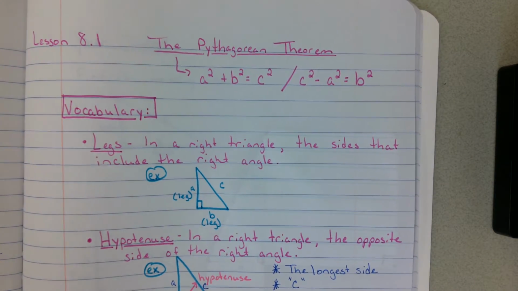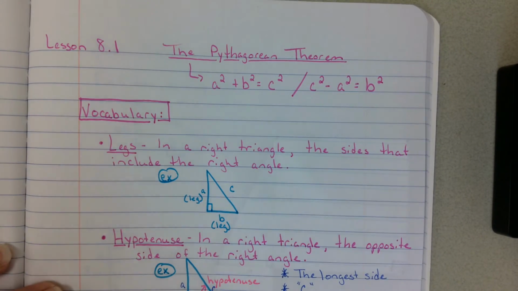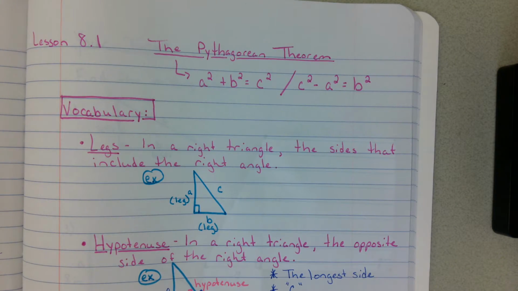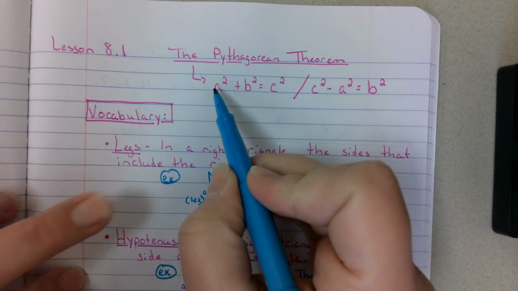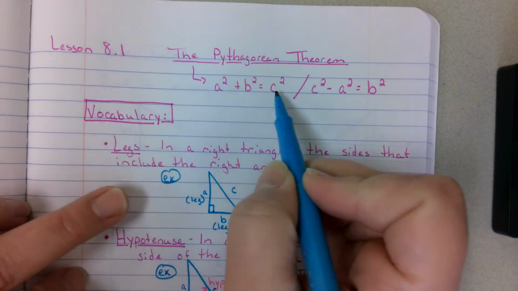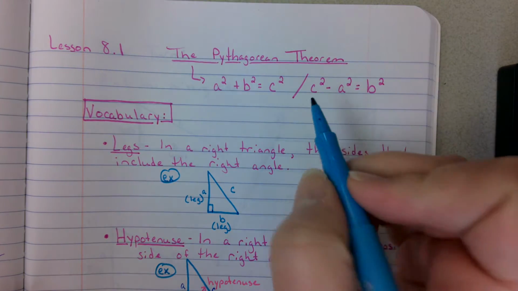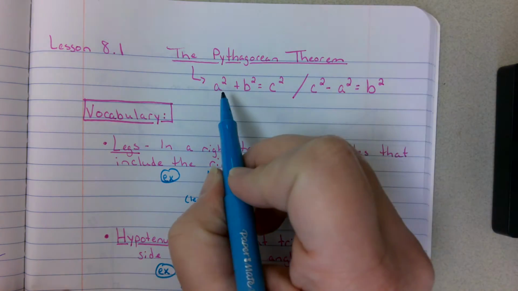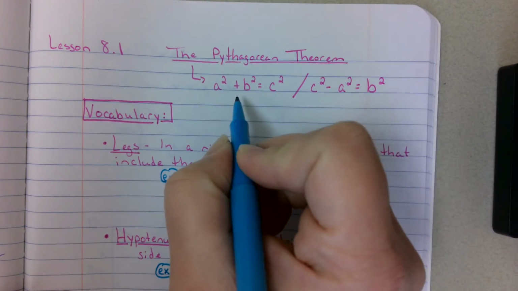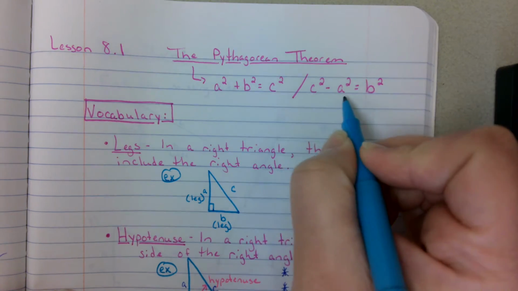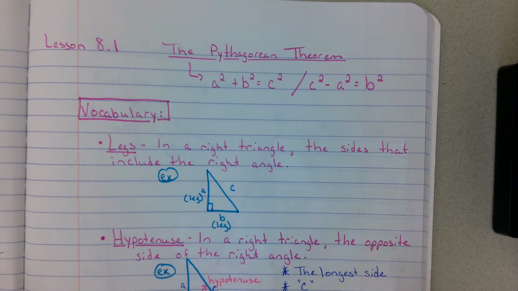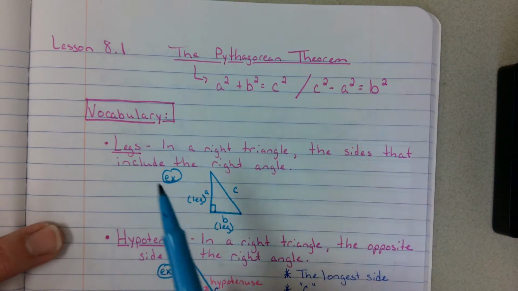We're going to start looking at the Pythagorean theorem. That is going to be lesson 8.1. And here is an example of the Pythagorean theorem. It says a squared plus b squared equals c squared. And then all I've done here is written it as c squared minus a squared is equal to b squared. So it depends on what you're given as to which way you're going to want to use this.